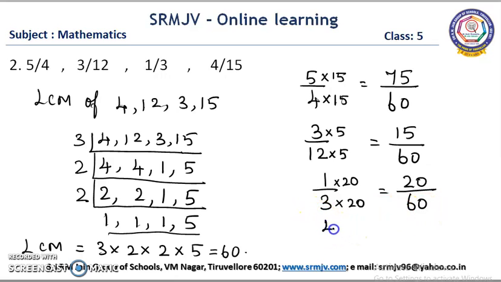And the last one, 4 by 15. In the 15 table, when do you get 60? 15 fours are 60. So by the same number, we have to multiply the numerator. 4 fours are 16. So the fourth fraction is 16 by 60. Now we got the fractions with the same denominator 60. So these fractions are like fractions. Now we have to compare the numerators.